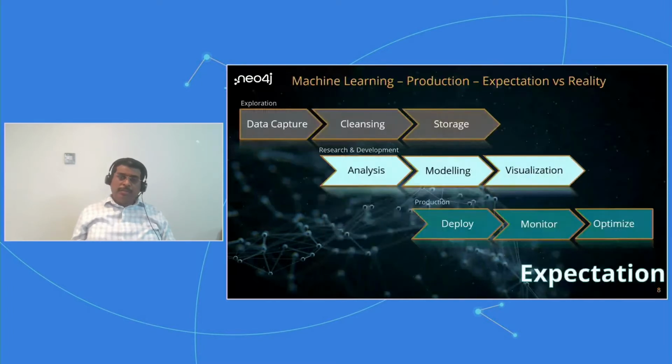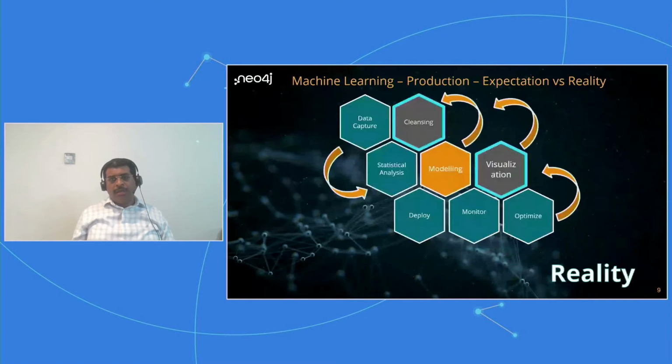In a typical machine learning project, there are three phases: explore, research and development, and productionization. Looking at these linear streams, anyone can conclude that this resembles a waterfall approach from the software development cycle. But in reality, it's not a linear process. Each and every component has a dependency among itself, and the dependency factor increases as we progress from data capture to visualization and then to productionization.